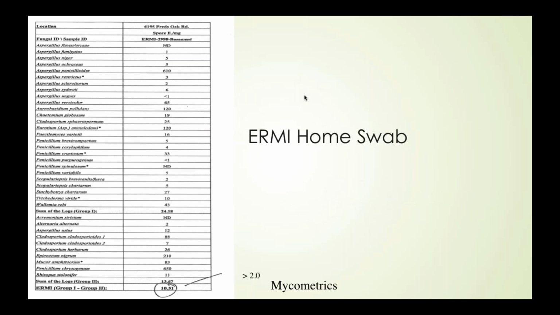So anything above 2.0 is too high for a person who carries the HLA alleles. They're too sensitive. And this is an individual who swabbed their home and their ERMI score is 10.51, well above 2. And this is logarithmic. So every point above 2 is worse and worse and worse. 10 is really, really high. This is a problem environment.